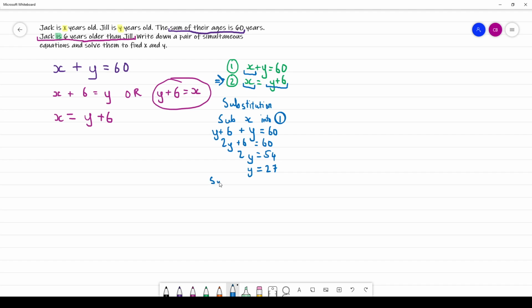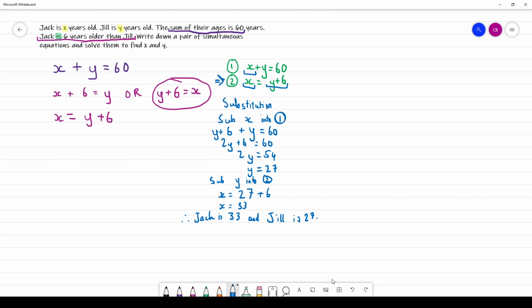Let's do that now. So sub Y into 2. X will equal, and instead of writing Y, I can write 27. So this will become 27 plus 6. And that will equal 33. So now, because this was a worded problem and X and Y aren't just random variables, they relate to something, I could write a worded sentence. I could say, therefore, Jack is 33, and Jill is 27.